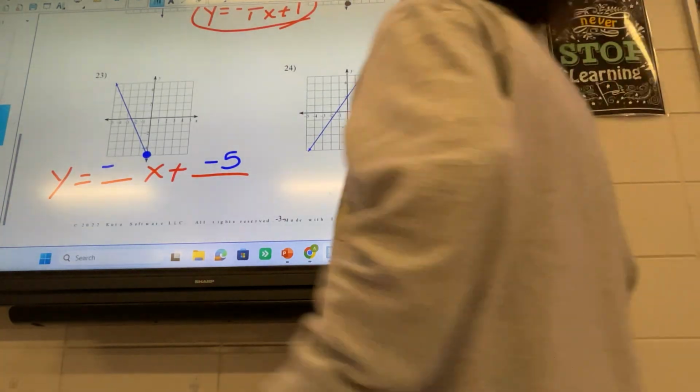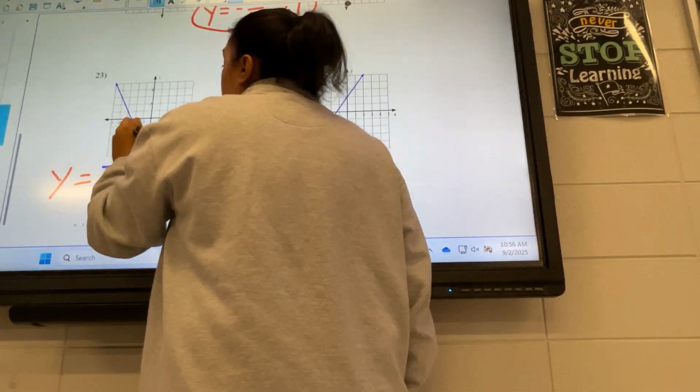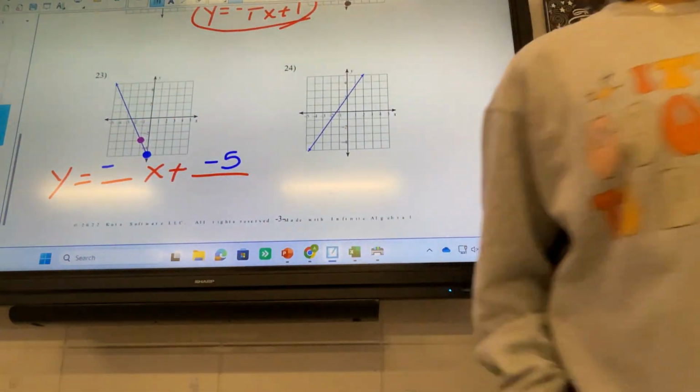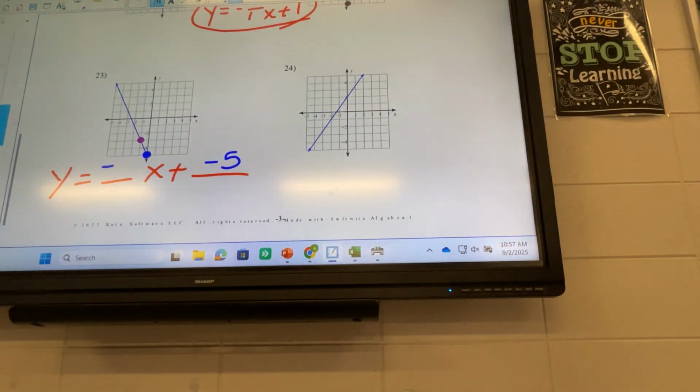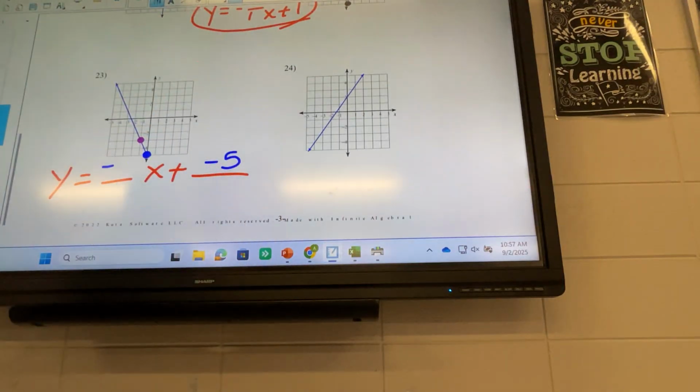Okay, you should have chosen this dot. If you didn't, then it's not right. If you did not, then please let me know so I can help you. The one by -2? Yeah, the one by -2. This is the only one. That's -2.